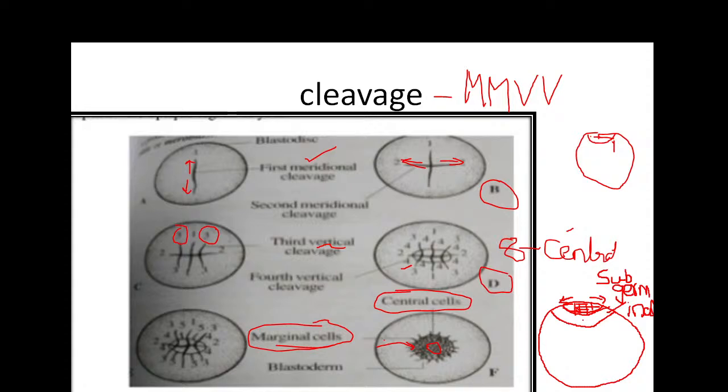developing embryo. And with that, we'll conclude today's session, and the next session will be about the blastulation, fate map and gastrulation of chick.